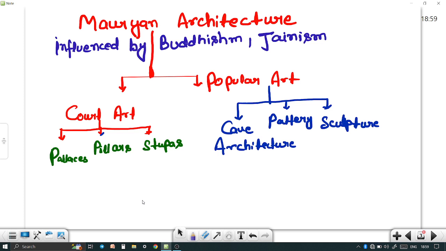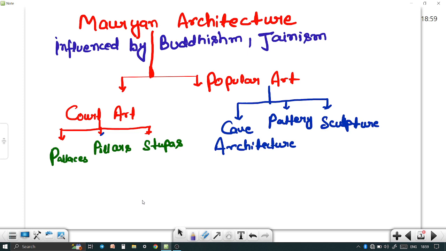Among the palaces of the Mauryan period, we see Ashoka's palace at Kumrahar. It was a three-storey massive wooden structure with a high central pillar. The palace of Chandragupta Maurya was inspired by the Achaemenid palaces at Persepolis in Iran. As per Megasthenes, it was one of the greatest creations of mankind.